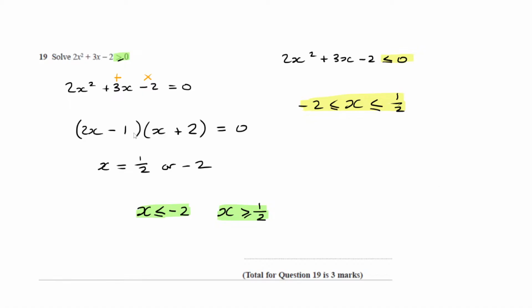So obviously this was a more straightforward one. They literally just said, solve this. It wasn't more complicated than that in that sense. It just said, solve it, didn't it? Oh yeah, finding the turning points.